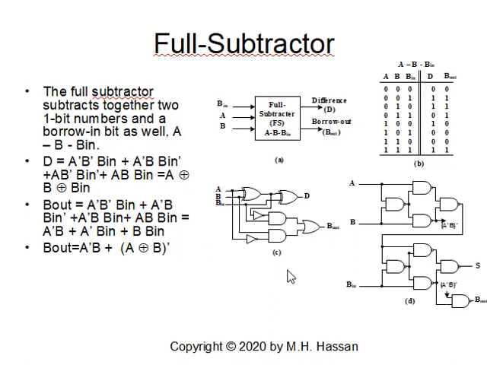Again, it will enable me to subtract three 1-bit numbers and give me the difference D and the B out. One of the numbers is the Bn from the previous stage. So we implemented a full subtractor easily with gates and with all NAND gates if we want to.